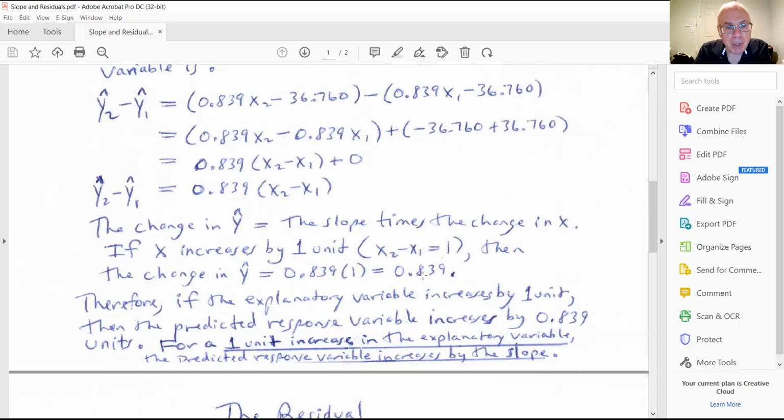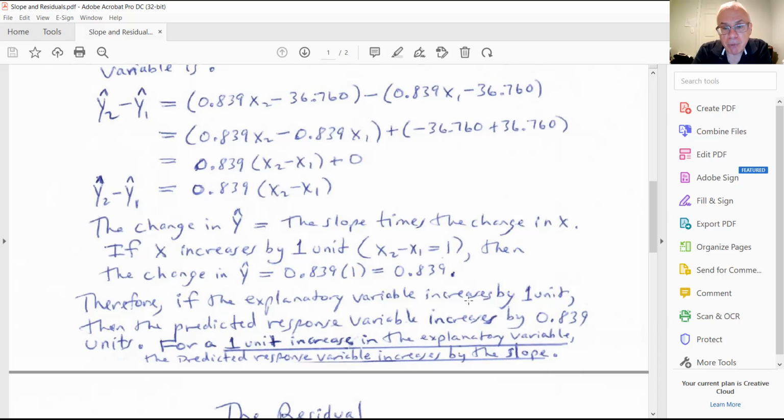So what does that mean? That means that if the explanatory variable increases by 1 unit, whatever that unit is, in this case percentage points of victory, then the predicted response variable, the change in y, increases in this case by 0.839. Why do we say increase? Because the slope's positive.